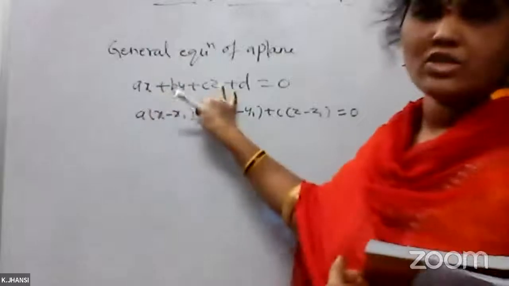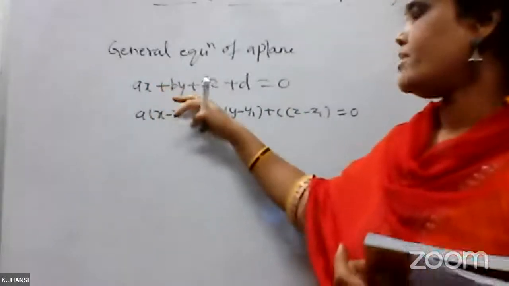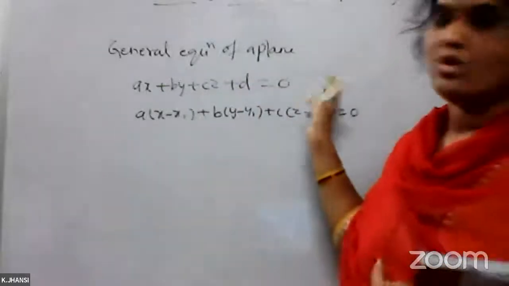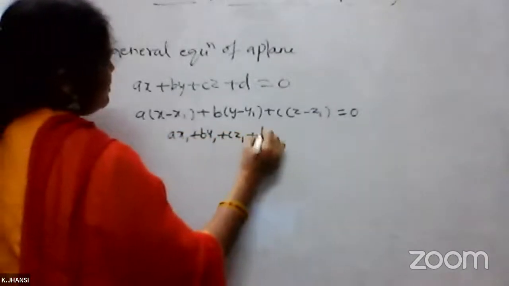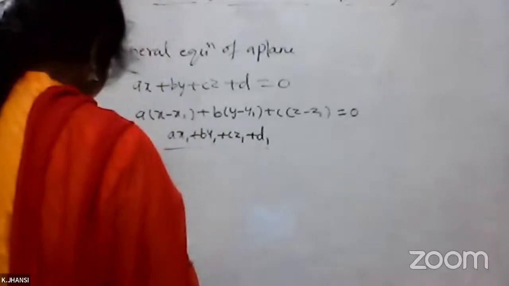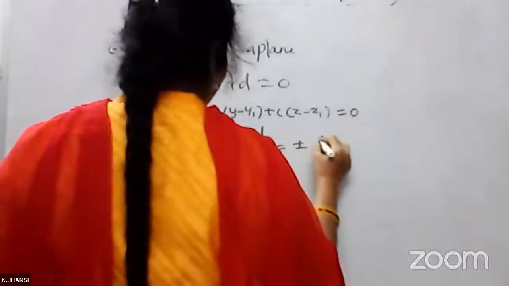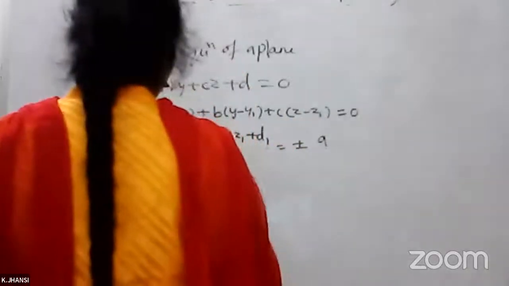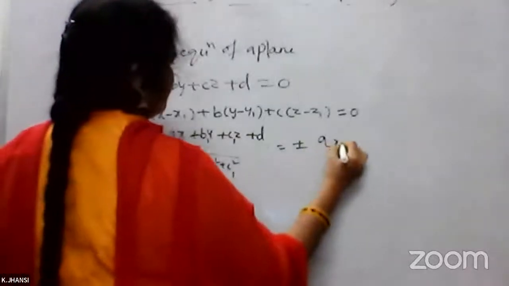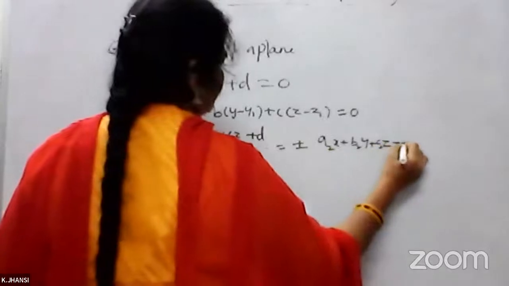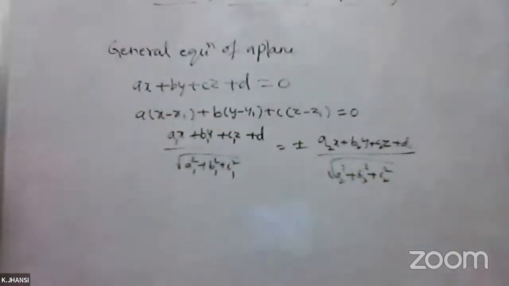Whatever the two plane equations are given in the question, a1x plus b1y plus c1z plus d1 equals 0, and the next one will be a2x plus b2y plus c2z plus d2 equals 0. When you divide, you equate like this: a1x plus b1y plus c1z plus d1 divided by the square root of a1 square plus b1 square plus c1 square equals plus or minus a2x plus b2y plus c2z plus d2 divided by the square root of a2 square plus b2 square plus c2 square.